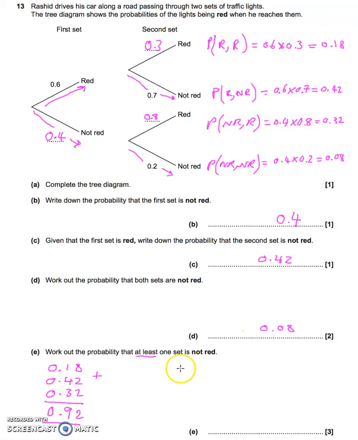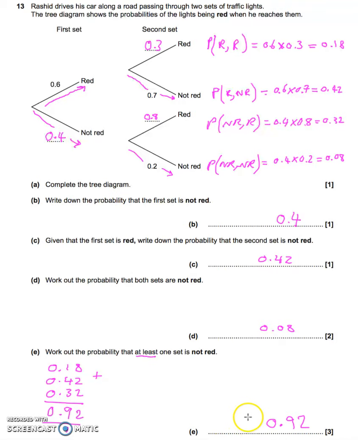If there's a question like this, you could have worked out the probability of it being not red, and taken that away from 1, which might have been a bit easier. 1 minus 0.08 is 0.92. So there's your final answer, 0.92.